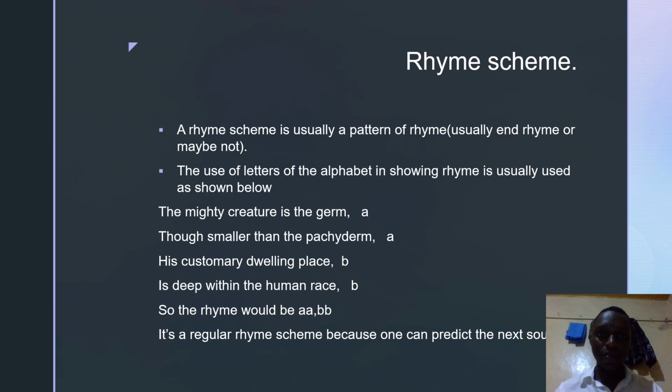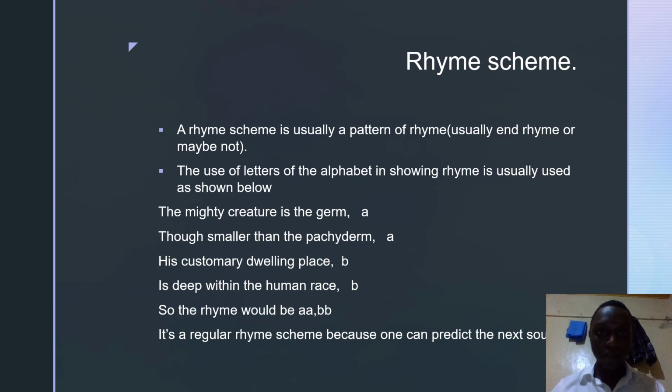So there is a rhyme scheme. A rhyme scheme is usually a pattern of rhyme. We have already discussed what rhyme is. So a rhyme scheme is usually a pattern of rhyme, usually at the end or maybe not. So they are either end rhymes or middle rhymes. The use of letters of the alphabet in showcasing rhyme is usually used as shown below.